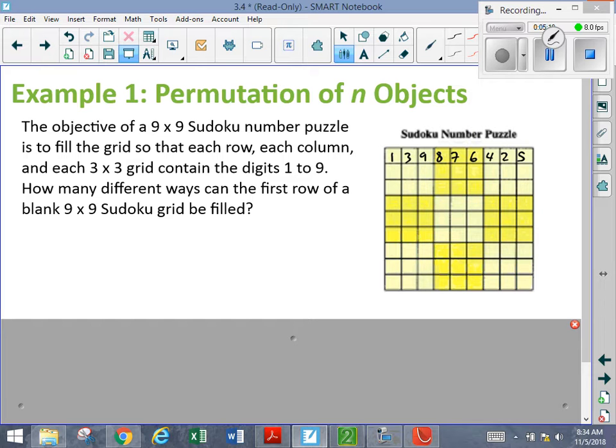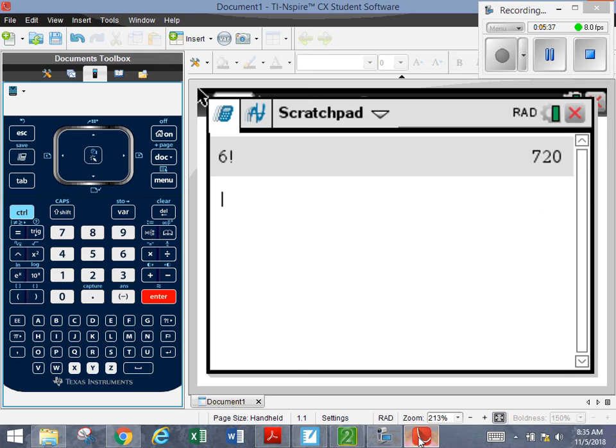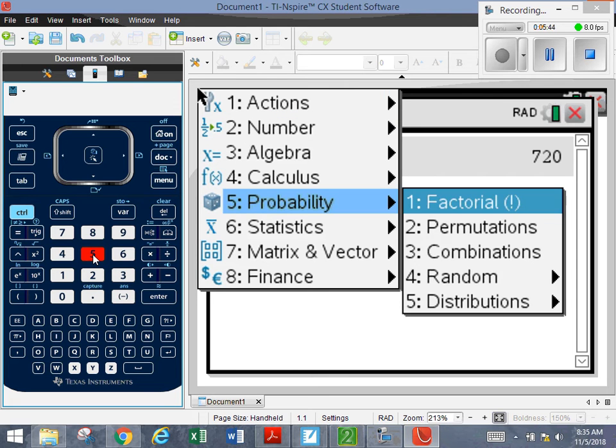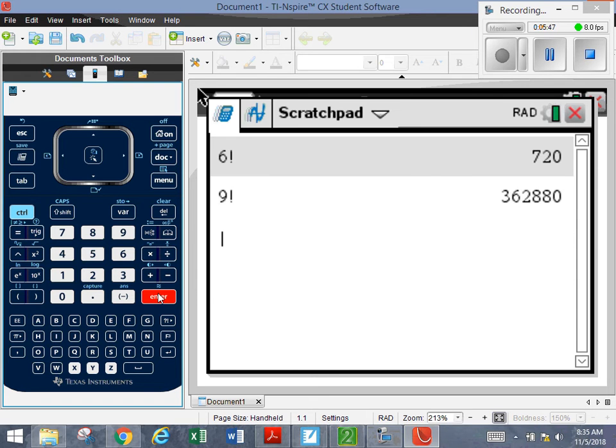So if we're going to figure out how many different ways it can be filled, we're going to be looking at 9 factorial. Okay, that's how many ways. We can go to our handy dandy calculator and calculate that. I'm going to hit 9, and then I'll go menu, probability, factorial, boom. That is a lot of different combinations.